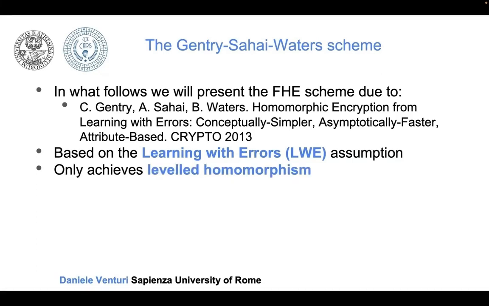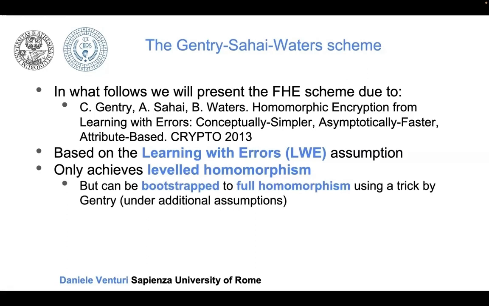As we will see, this scheme only achieves leveled homomorphism. It satisfies homomorphism only for circuits of depth at most tau, for some fixed parameter tau. However, there is a trick by Gentry that allows to bootstrap this to a fully homomorphic encryption, with no depth bound anymore. This is very general, and I'll try to say something about it at the end of the talk if there is time. The only caveat is that this bootstrapping technique requires an additional assumption, so the LWE assumption alone will not be sufficient.